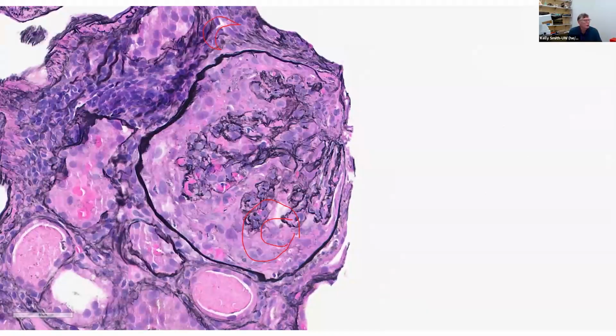And here's another glomerulus. We're not really seeing much going on in the glomerular capillary loops, but they're mostly largely distorted by these cellular crescents. So we're not seeing the exudative features that we saw in the prior biopsy.